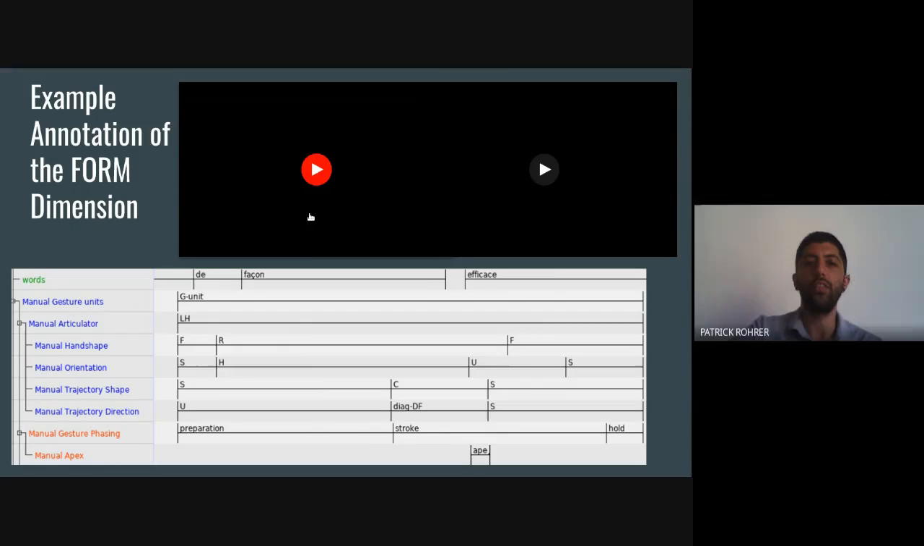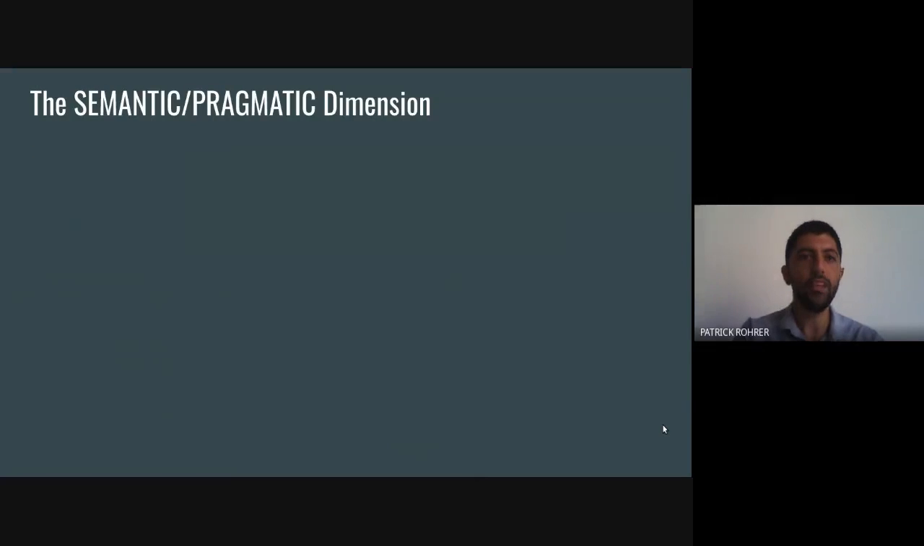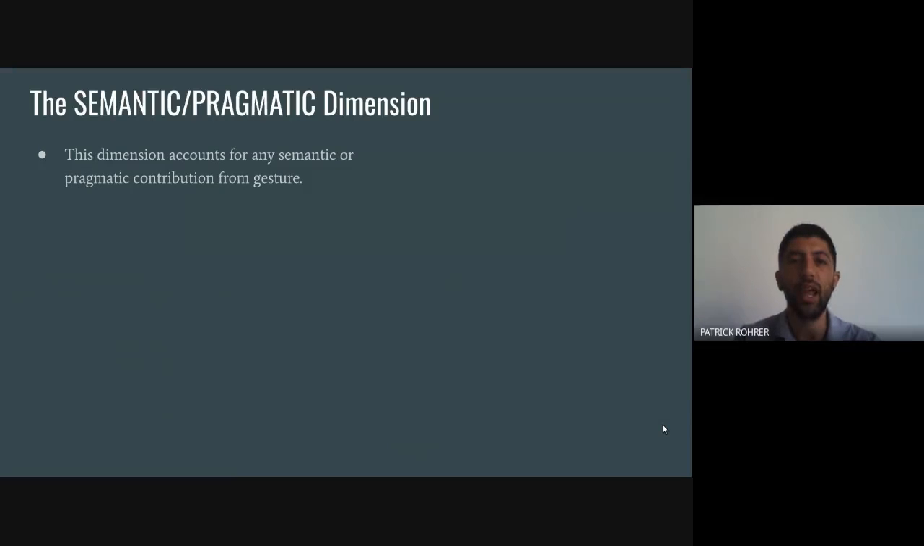So you can see the whole thing, it's kind of a straight up, and this curve down in self is where we see the stroke, and this change in direction here is where we would put the apex. All right. Now let's move on to the semantic and pragmatic dimension. Basically, this dimension accounts for any semantic or pragmatic contribution from the gesture.